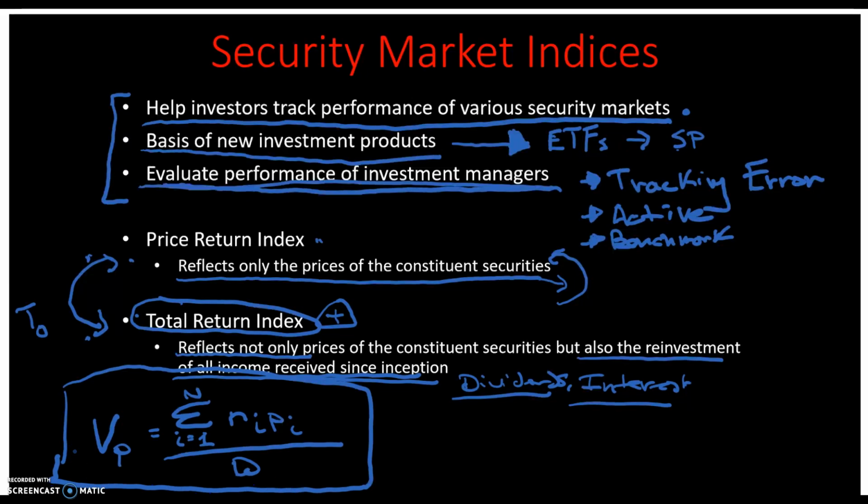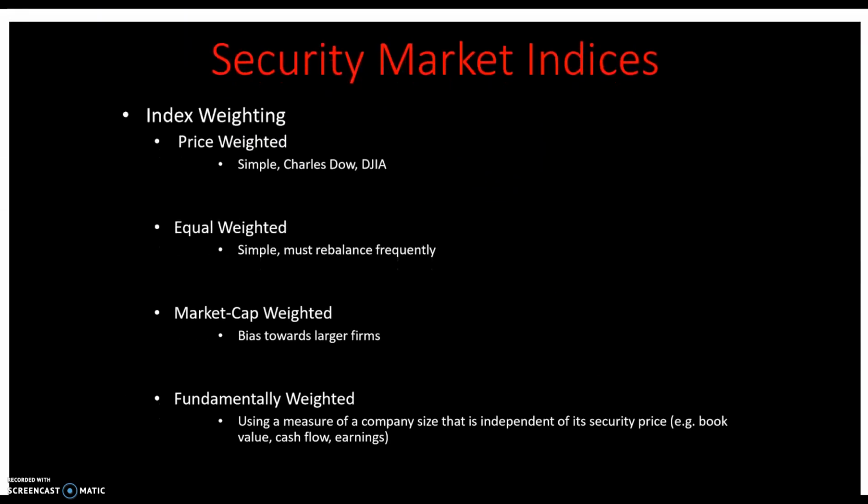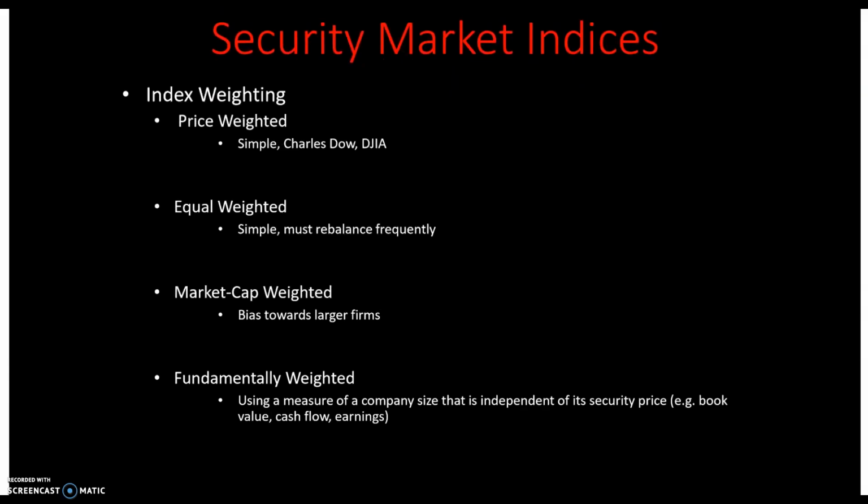We're going to look at some other basics of security market indices. On the next slide we have a couple of different types of security market indices. Here we have four. The first one is a price weighted index. The second is an equally weighted index. The third is a market cap weighted index. And the fourth is fundamentally weighted indices. When we look at these, they all have various components that we should talk about.